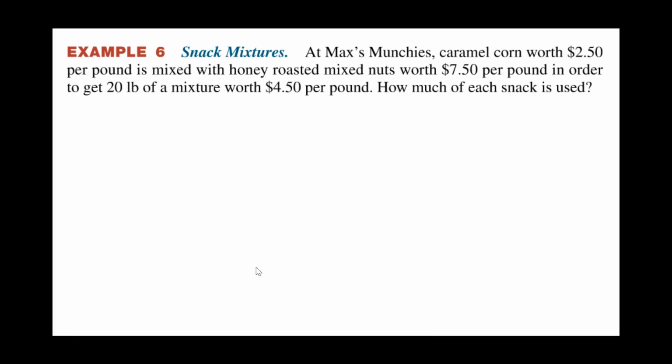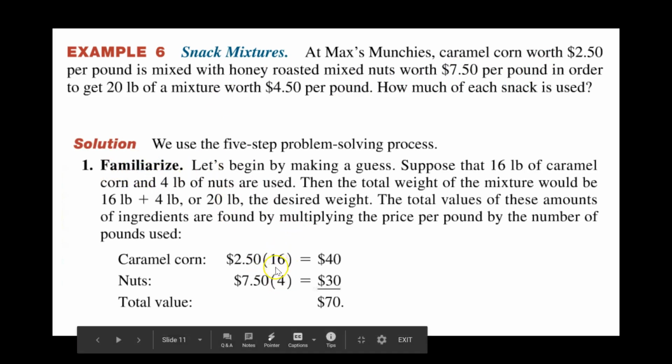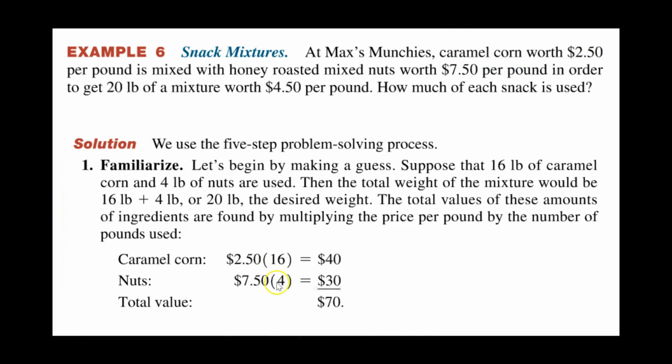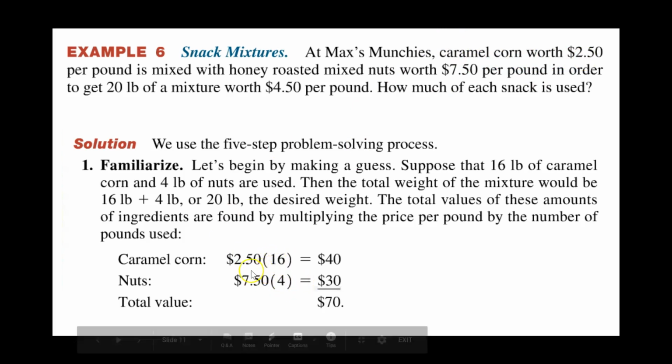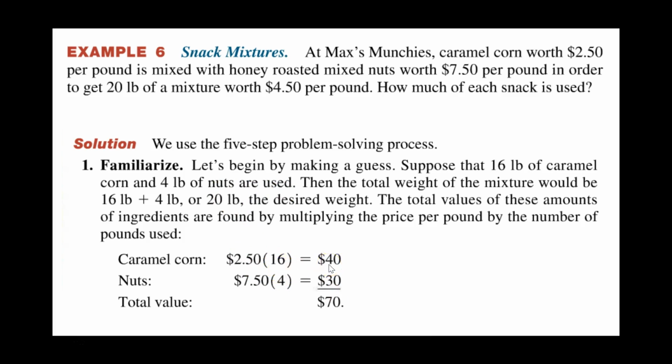Now, word applications, it's always best to write down the information that you have. This is just familiarizing yourself with the equation. These two numbers are made up. So if I'm thinking about caramel corn worth $2.50, how much is it if I bought 16 pounds of it? Well, $2.50 times 16 is $40. The nuts are worth $7.50. If I were to buy 4 pounds of it, it'll be $30, and it's $70 here. So this is just an example. These numbers are made up, so we don't have to worry about it. I'm just showing you how to get what we are doing as far as multiplying the pounds times the dollar amount.